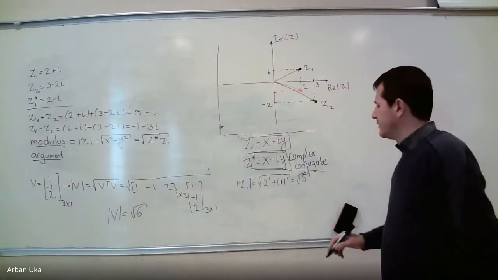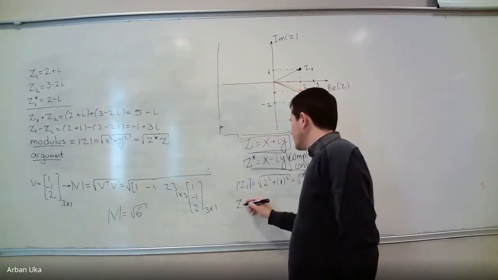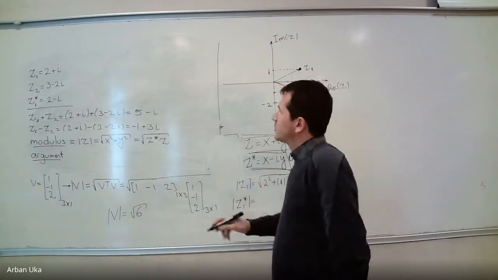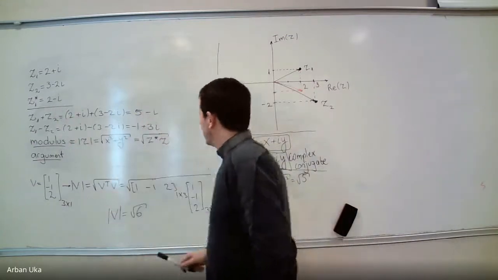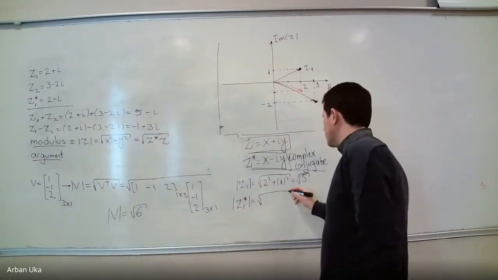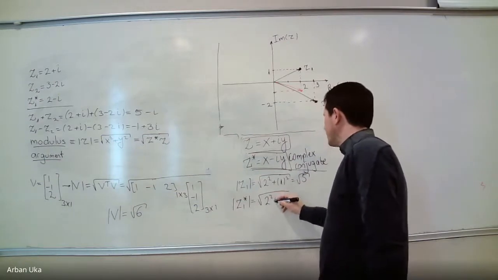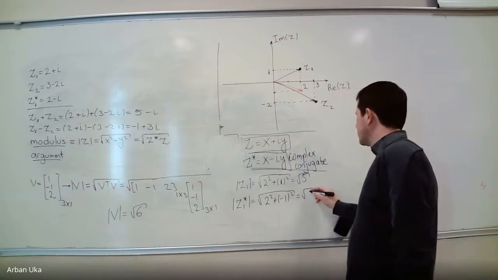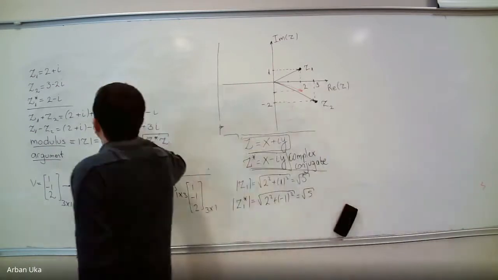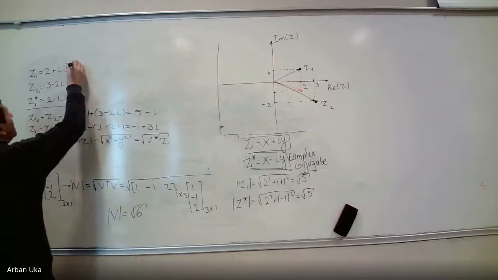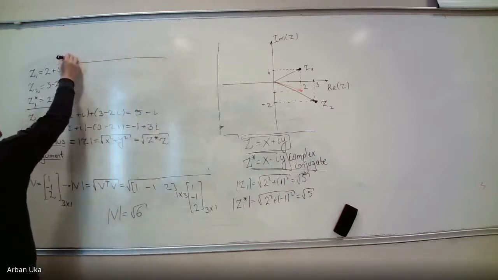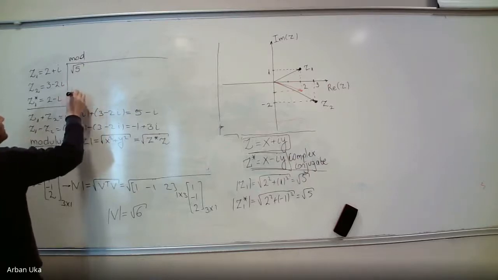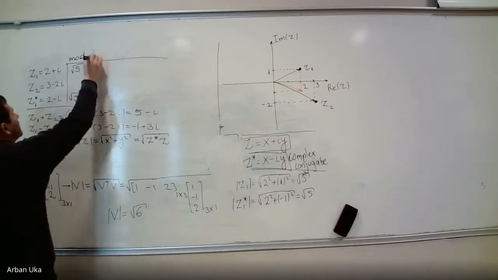Then we can also include here the modulus of Z1 complex conjugate. Z1 complex conjugate is 2 minus i. So this would be equal to the square root of 2 squared plus minus 1 all squared. This is also the square root of 5. So the modulus here is equal to the square root of 5, and here this is also the square root of 5.